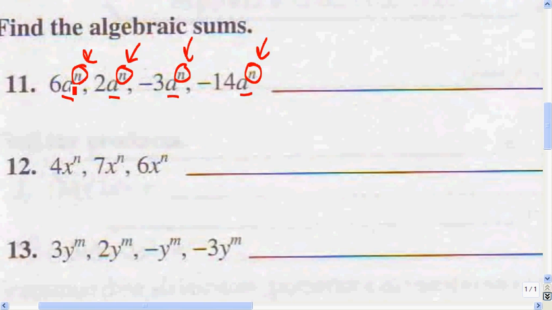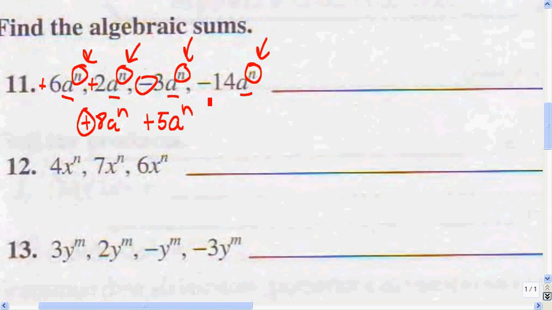So 6a to the n plus, because there's no sign, so I know it's positive. So 6a to the n plus 2a to the n gives us 8a to the n power, right? 8a to the n power minus 3a to the n power. The signs are different, so we're going to subtract. So 8 minus 3 is 5. 5a to the n power. Then my answer is positive because 8 is bigger than 3, so the sign has to be positive. The answer has to be positive because the bigger number is positive.